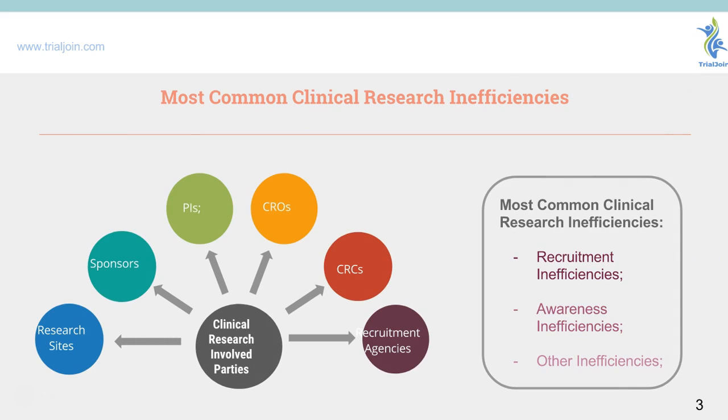So the most common inefficiencies have to do with recruitment and awareness. Really, it's on the research site to drum up a lot of the interest from patients so that they can have a pool of patients to pull from when new studies come down the pipeline. And there are a lot of different parties involved in clinical research. It's not just the research site. You have the sponsors, the CROs, the PIs, and recruitment agencies, and a lot of different people that are connected in this industry.